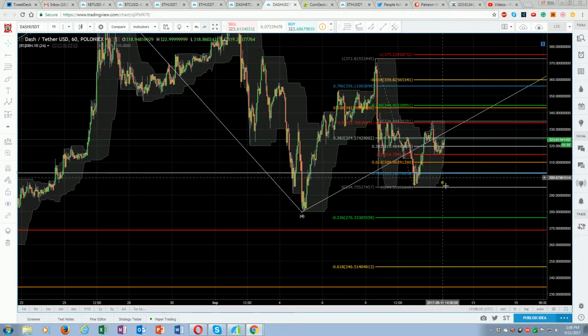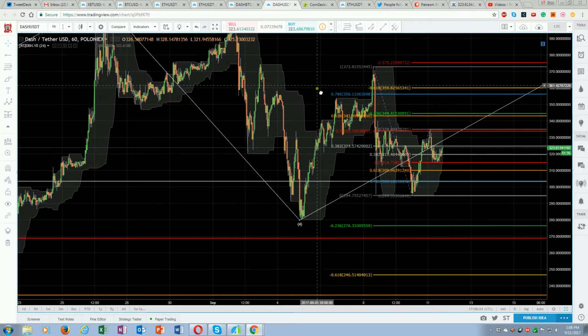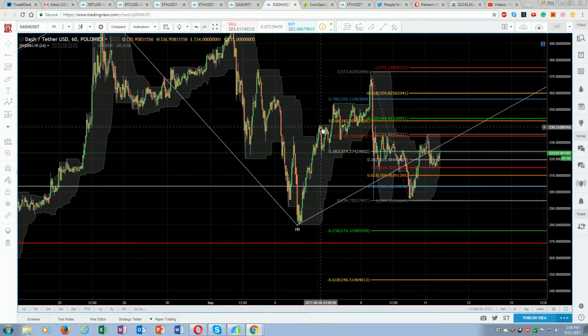So right now it becomes a matter of, where's your bias? Because of the strong wave count structure, our bias is to the upside. So is there a trade there? Absolutely. Maybe a little bit late on this time frame. Maybe you get a slight pullback.